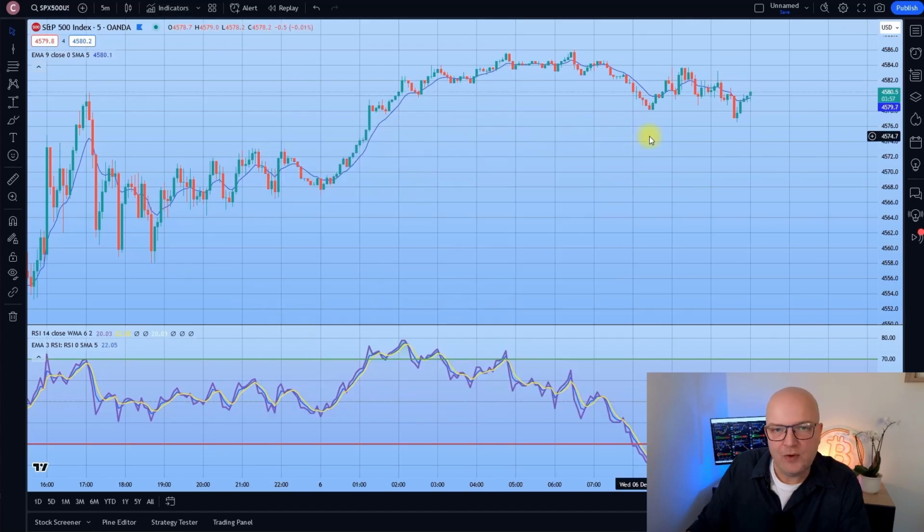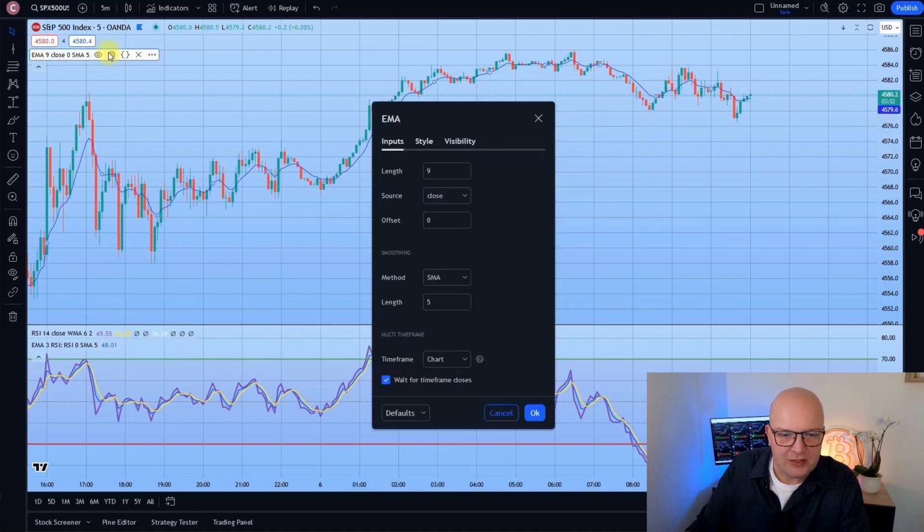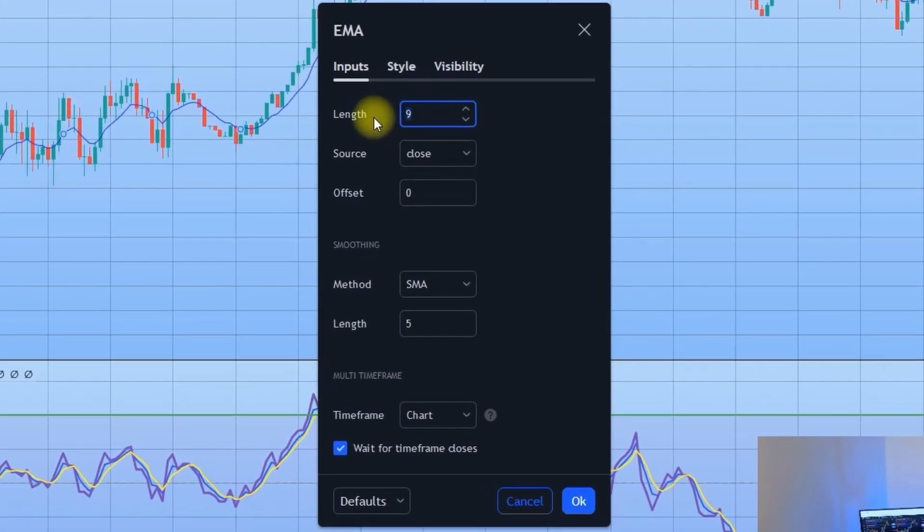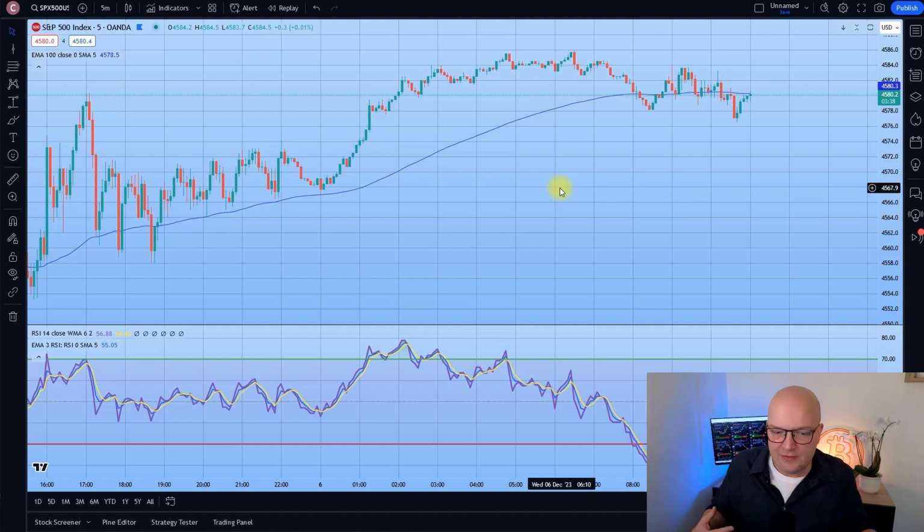This time, however, we want it directly on our S&P 500 chart, and we just need to change the settings a little bit. I'm going to change the length here from 9 to 100. Good, this is all we need already for the setup.